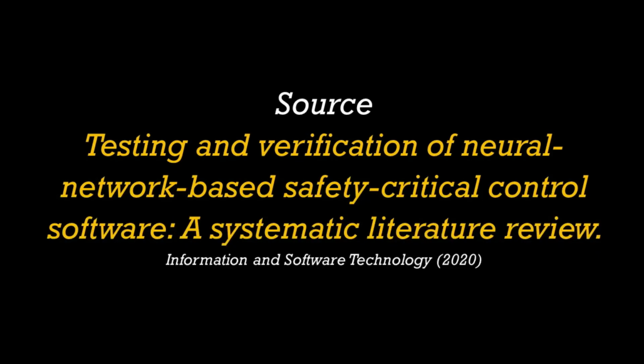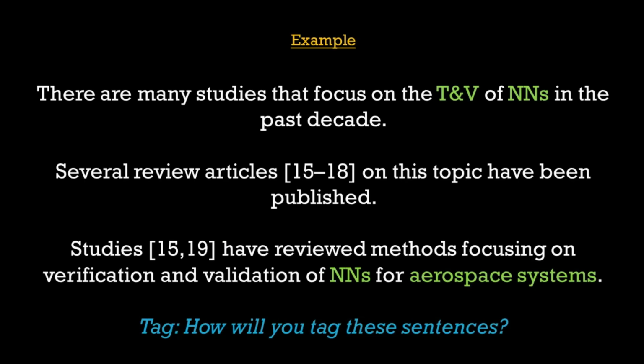Okay, let's jump on to another example, another paper, again published in 2020. So here I have got this text from their paper. There are many studies that focus on something in the past decade. So that is how they're starting their prior review section. Several review articles on these topics have been published, 15 to 18. Studies 15 and 19 have reviewed methods focusing on verification and validation of something for aerospace systems.